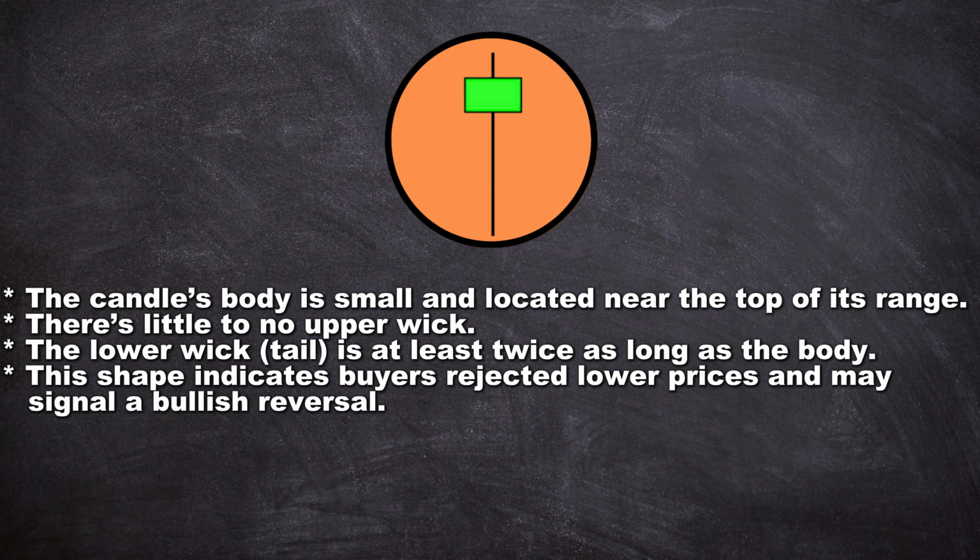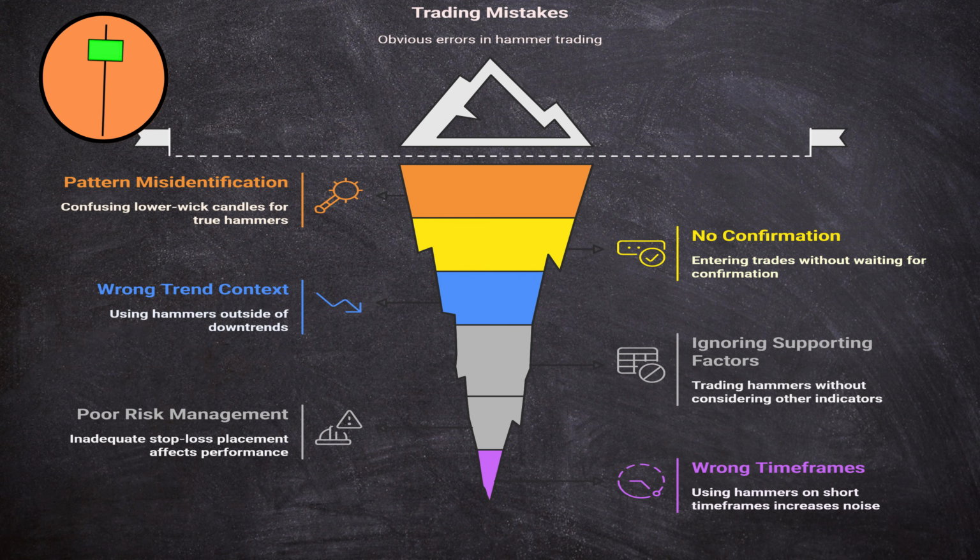Look out for these common errors if you trade the hammer. The first one is mistaking any lower wick candle for a hammer. True hammers have specific proportions: small body near the top, minimal upper shadow, and lower wick at least twice the body length. But entering immediately upon hammer appearance without waiting for the next candle to close above the hammer's high frequently results in losing trades. Don't use hammers outside of downtrends. That reduces their reliability. Hammers signal potential reversals within existing downtrends.